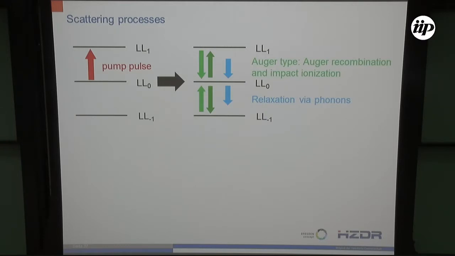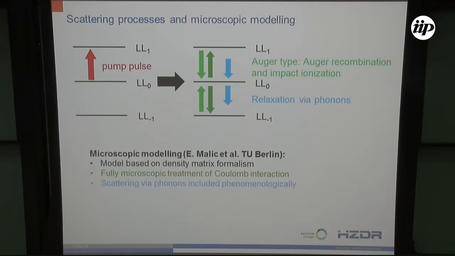Now, for the relaxation, what do we expect? Well, there should be Auger-type Coulomb scattering processes as indicated by the green arrows here, and then some relaxation via phonons, but since we're not resonant with an optical phonon level, this is probably of minor importance. In the microscopic theory, this was introduced only phenomenologically at this stage. By now, there's also microscopic theory for this, but it's not important at this point. We're mainly interested in the Coulomb scattering, which is already at this stage treated microscopically.